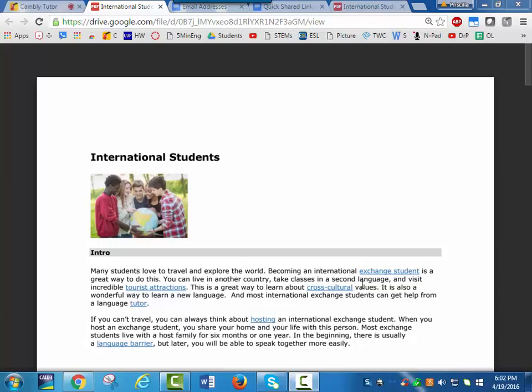Listen again. In this picture, I see students looking at a globe. At a globe. Yes. Now say that. In this picture, I see students looking at a globe. Yes! Excellent! Awesome. Okay, now let's read the article.